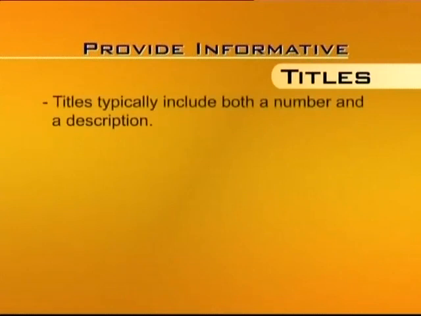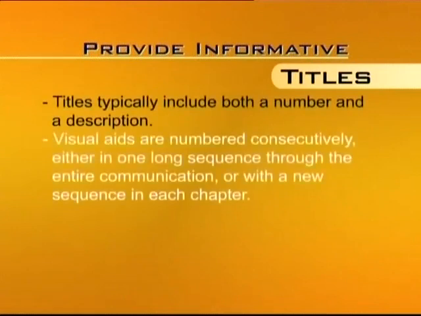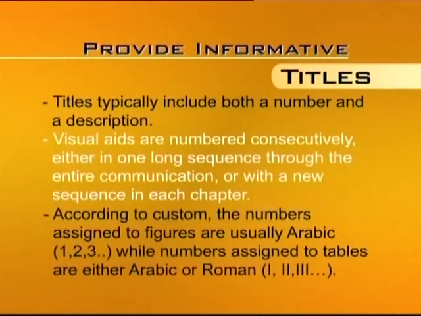Titles typically include both a number and a description. Visual aids are numbered consecutively, either in one long sequence through the entire communication or with a new sequence in each chapter. So you will decide whether you want to use one long sequence through the entire communication, where even though the visual aids are in different chapters, you just continue the numbering, or whether you will start from the number 1 in every chapter.